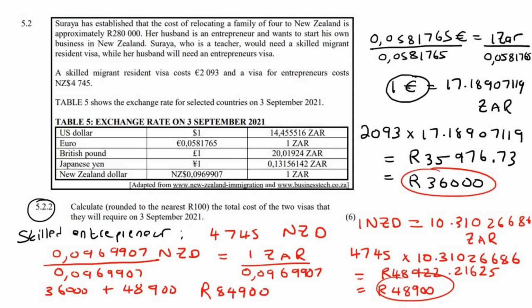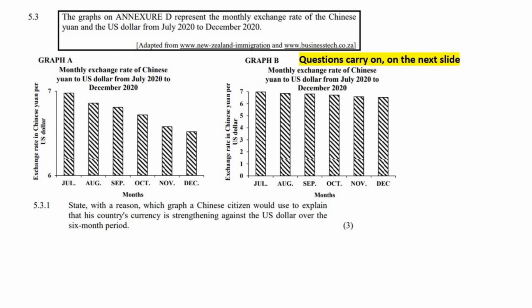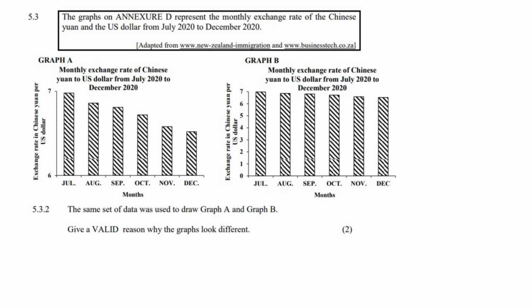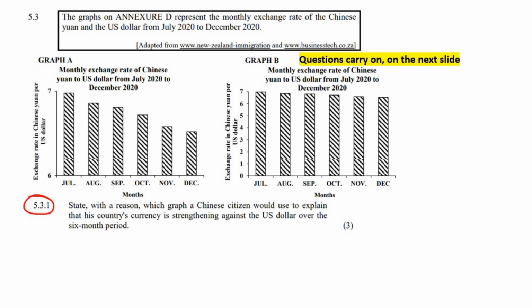This question will come in parts. So here's the first part, and then there's a second part. So the graphs on Annexure D, which is these ones over here, Graph A, Graph B, represents the monthly exchange rate of the Chinese yuan and the US dollar from July 2020 to December 2020.